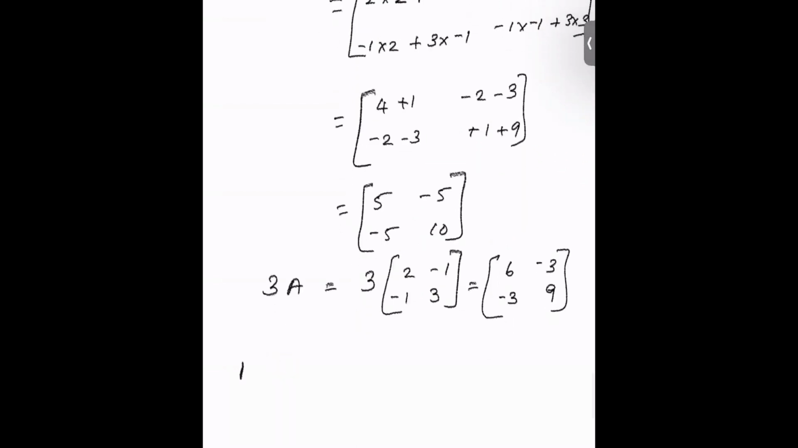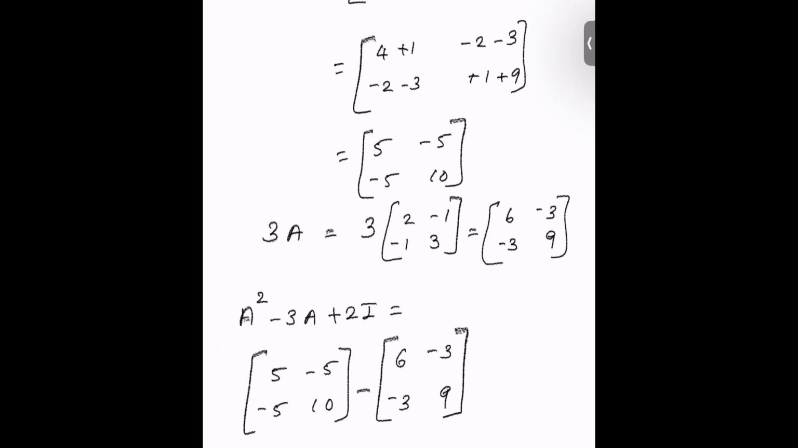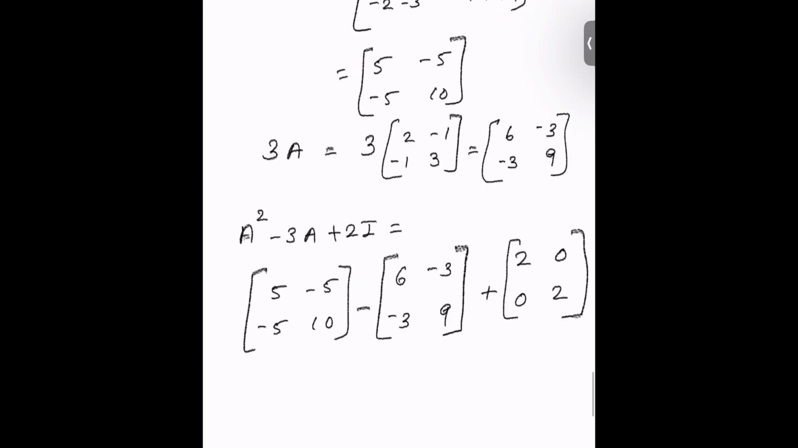So what I am going to do is a square minus 3a plus 2i is equal to, what is my a square? 5 minus 5 minus 5, 10, plus, not plus, it was minus 3a. So 6 negative 3 negative 3 9, plus 2i. 2i means 2 0 0 2. That is the meaning of 2 into I. Okay, so this is what you need to do.